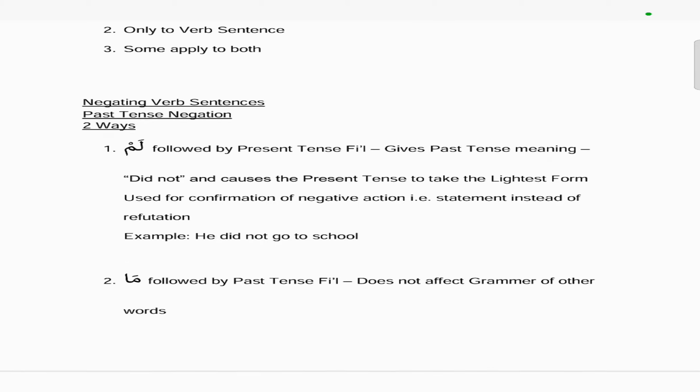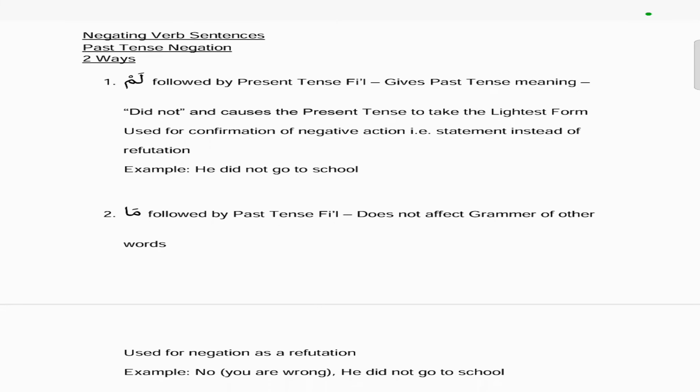If we start with negating verb sentences, we start with past tense negation. There are two ways. The first is we use the word lam, and it's followed by the present tense fi'l, and it gives a past tense meaning. So even though we want to negate in the past, with lam you use a present tense because the meaning is automatically translated into the past.